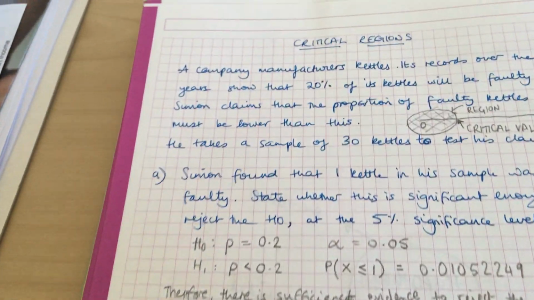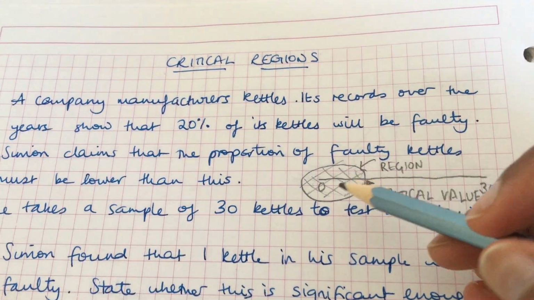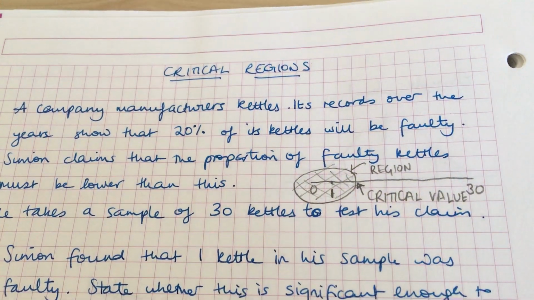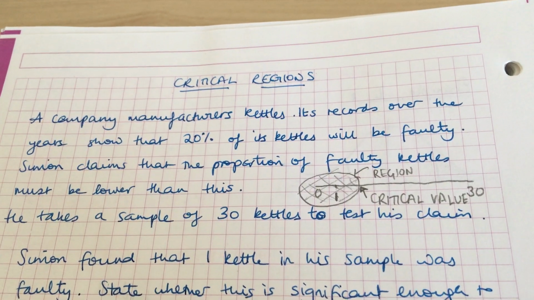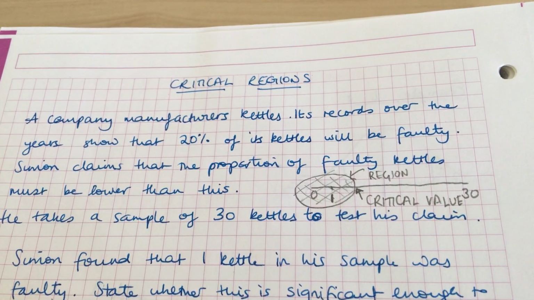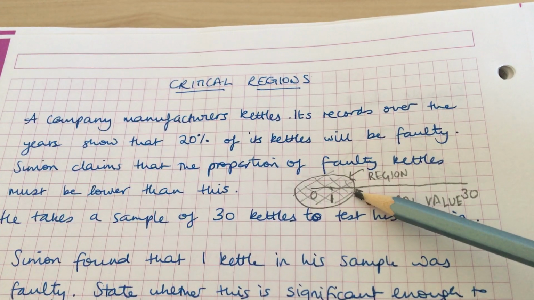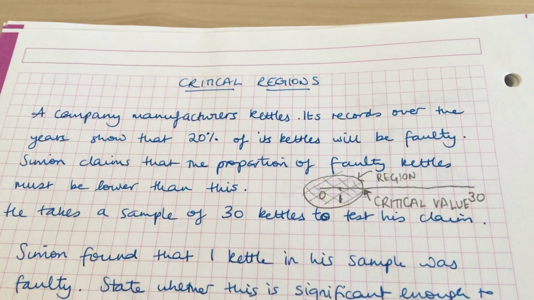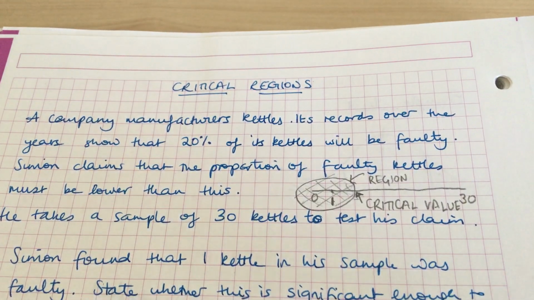That just means, if we go back to our little diagram here, we found that 1, let's say somewhere here, is within the critical region. So if 1 kettle is faulty out of the 30, the proportion of kettles overall, we can say, yep, it's less than 20%. It's within the critical region. What we're trying to find out now is what is that critical value below which, if that number of kettles were found to be faulty out of 30, we could have rejected the claim. That's what we're trying to find out now.